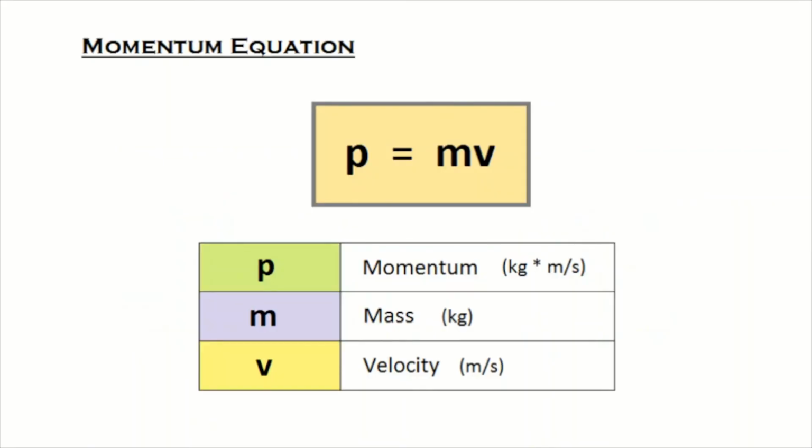Momentum is the variable lowercase p. We can calculate it as mass multiplied by velocity.